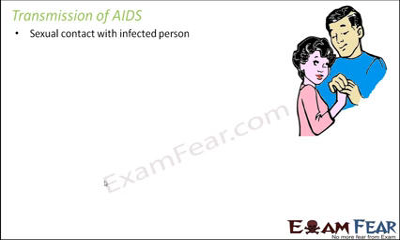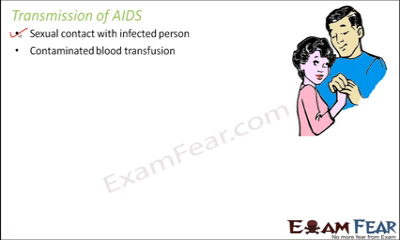Sexual contact is one important reason. So sexual contact with an infected person can transmit AIDS. Therefore it is very important to get an HIV test done of your partner before having intercourse. And this is also a reason why it is always advisable not to have multiple sex partners, because if somebody is having sex with multiple partners, the chances of AIDS getting transmitted are more, because you don't get to know who is HIV positive and who is HIV negative.